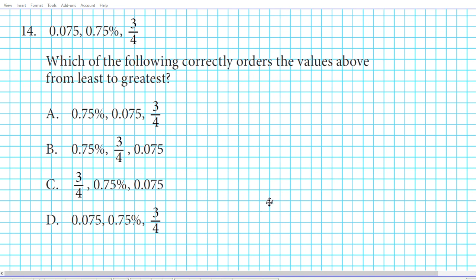Now let's take a look at question 14. It reads: 0.075, 0.75%, and 3/4. Which of the following correctly orders the values above from least to greatest? So we have four orientations here for ordering. So which of them is an accurate arrangement from least to greatest? So if you take a look at the options we have a combination of numbers in different forms. We have decimal, we have percent, and we have fraction.